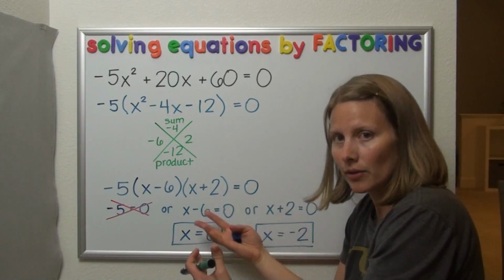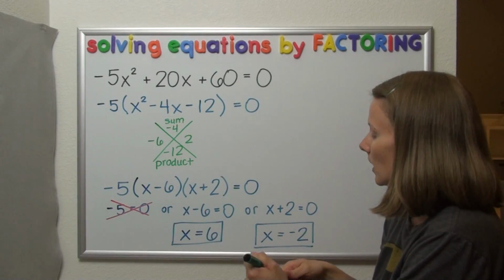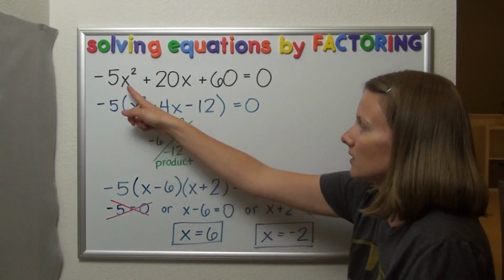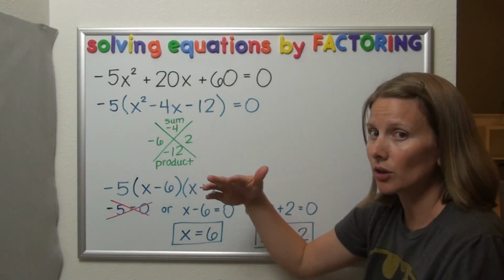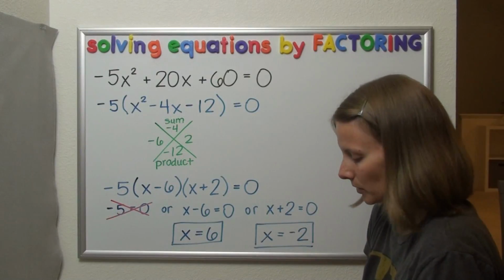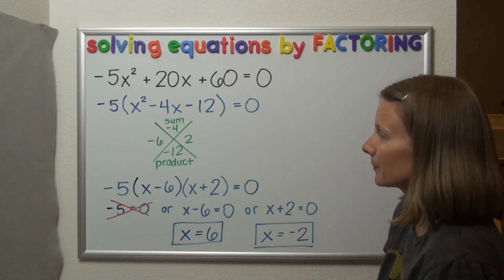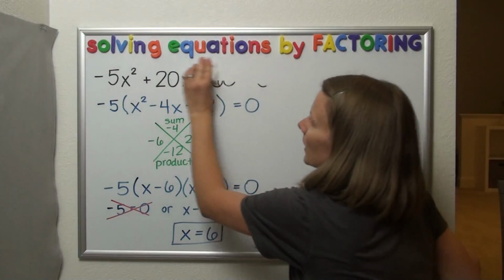Again, you could plug those in back to the original equation. You can say if x is 6, does this ring true? And it should. Same thing with the negative 2. You can always plug in your solutions to double check the answers. We'll look at another one.